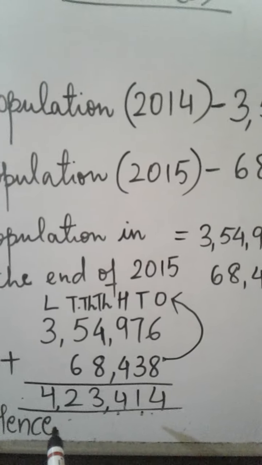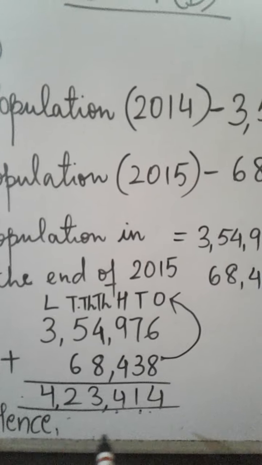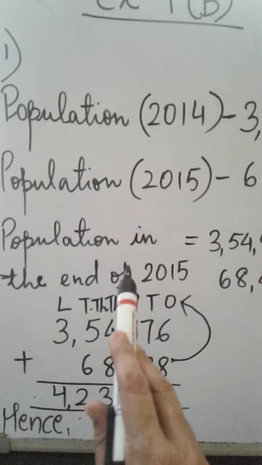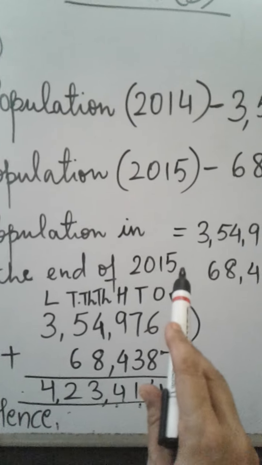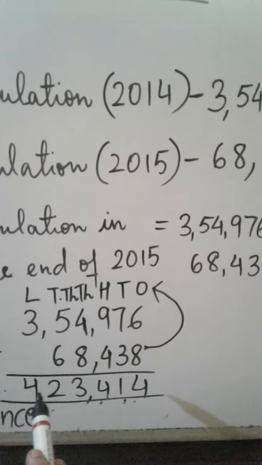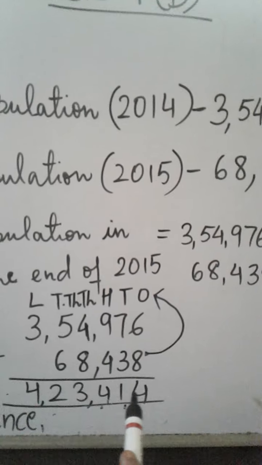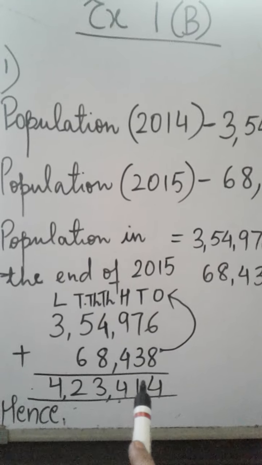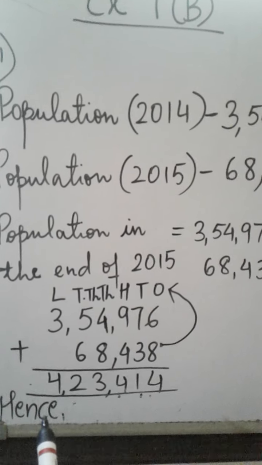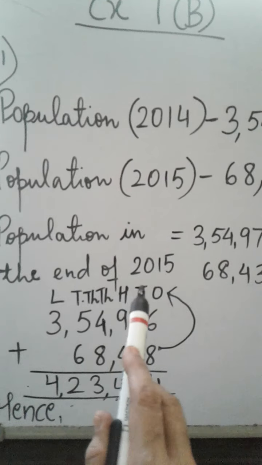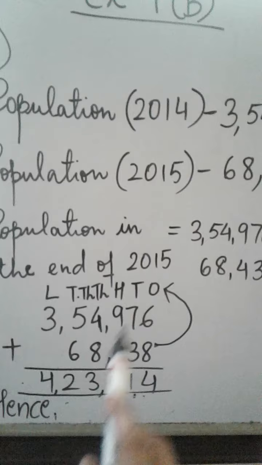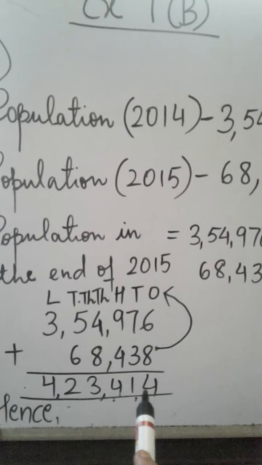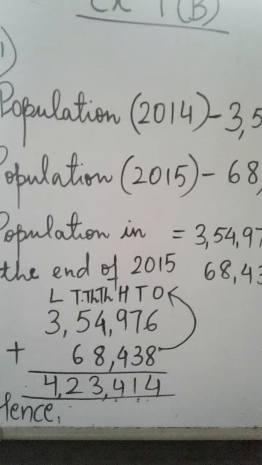Again I am telling you, due to lack of space I could not write it. So hence the population at the end of year 2015 is 4,23,414. Let me repeat once again, children. Hence, the population at the end of year 2015 is 4,23,414. All right.